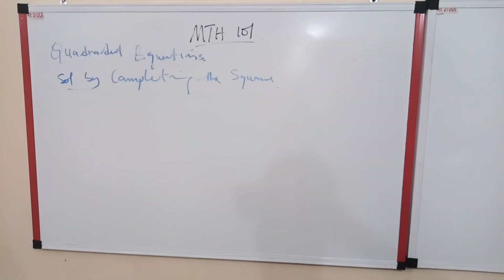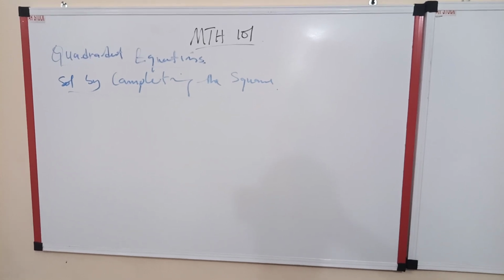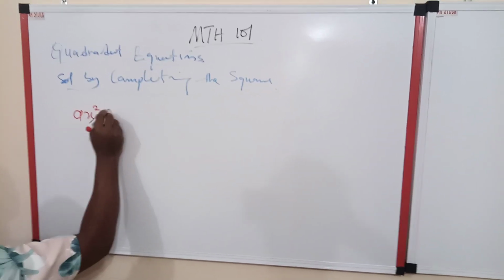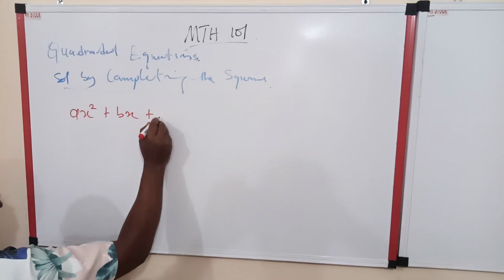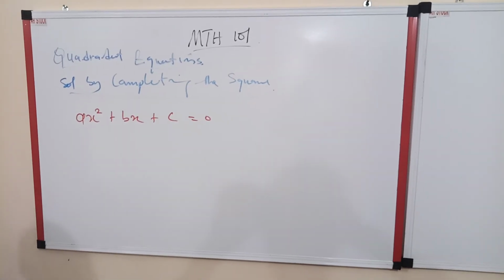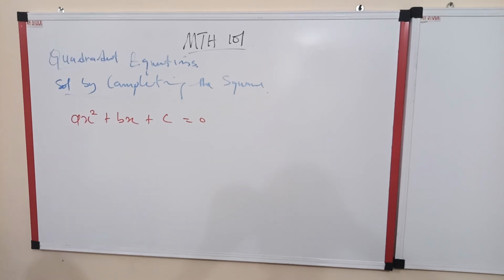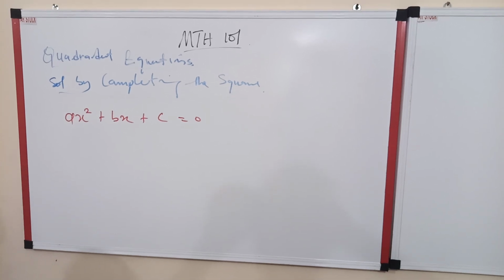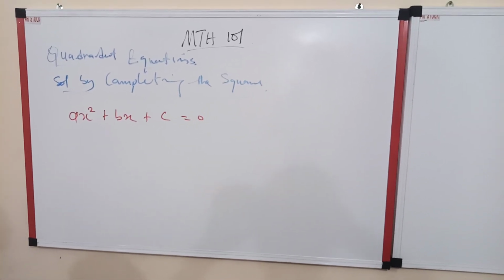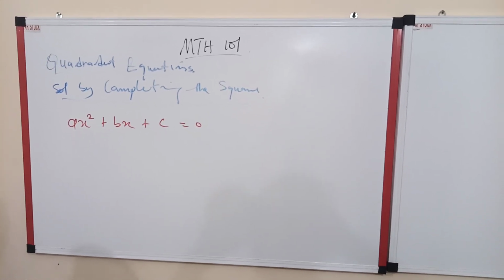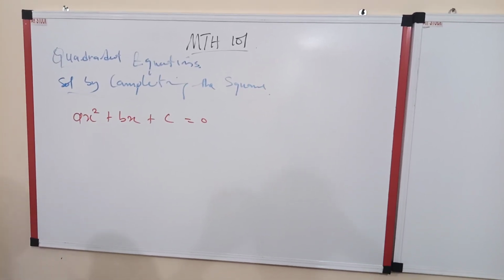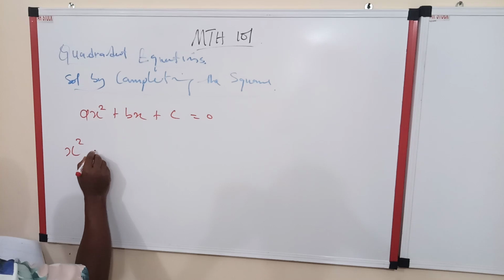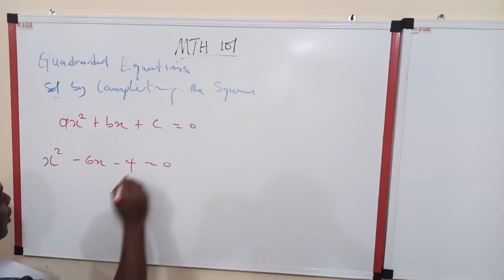Now, in our previous class, we were told that when you are given a quadratic equation, we can seek the solution of this quadratic equation using different means. We were also told that there are some that we may not really factorize. Example of such is this: x squared minus 6x minus 4 all equal to 0.